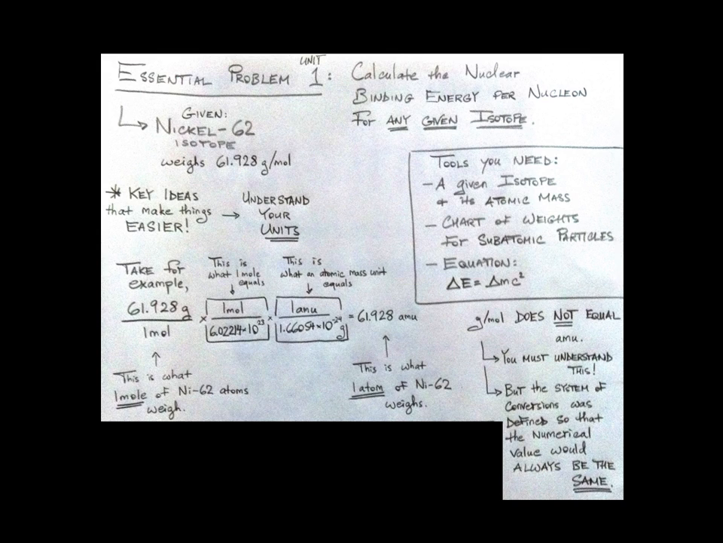Now, what's important here is that you understand grams per mole does not equal AMU. You must understand this. However, the system of conversions was created so that we could easily, once we know one of these values, know the other due to this relationship. So if you know grams per mole, you know the AMU for that given particle. And if you know the atomic mass units for a given particle, you know its molar mass.